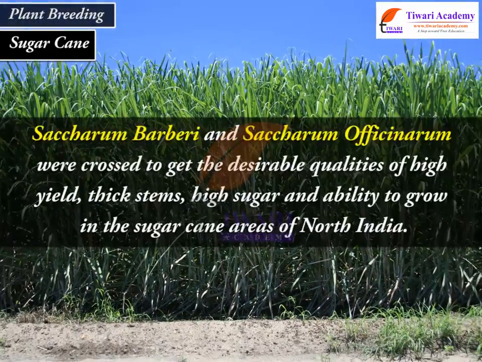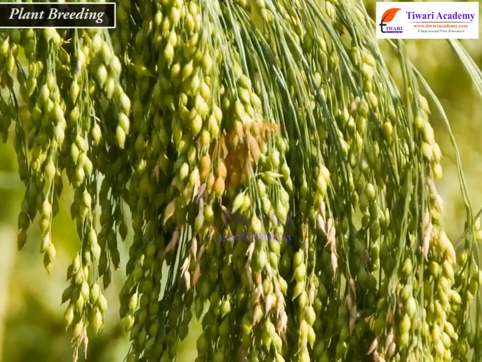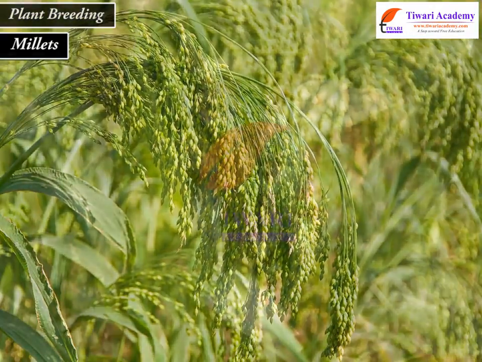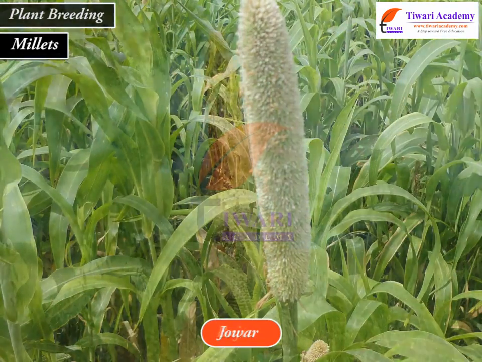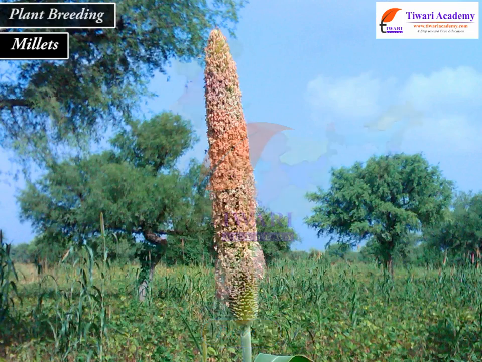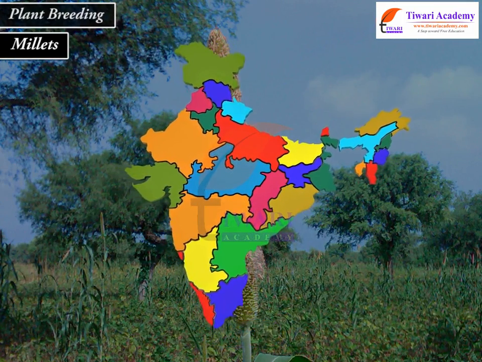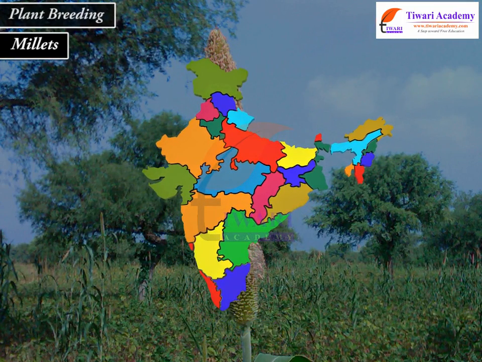Sugarcane. Saccharum barberi and Saccharum officinarum were crossed to get the desirable qualities of high yield, thick stems, high sugar and ability to grow in the sugarcane areas of North India. Millets. Hybrid maize, jowar and bajra have been developed in India, which are high yielding and resistant to water stress.